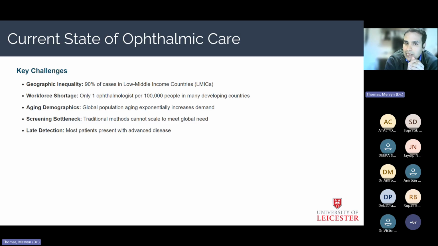Now, what are some of those key challenges related to visual impairment? And the challenges are actually quite staggering. 90% of the vision impairment cases are in low and middle income countries. So there's this huge geographic inequality. In many developing countries, there is only 1 ophthalmologist per 100,000. But in the UK, on the other hand, if we were to contextualize this, we have about 13 ophthalmologists per 100,000 people. So that's 13 times more.